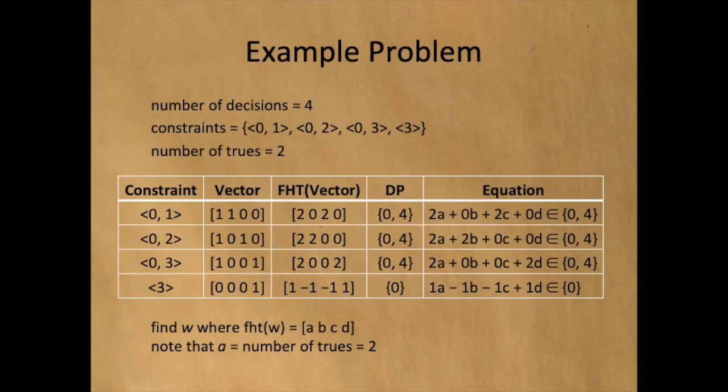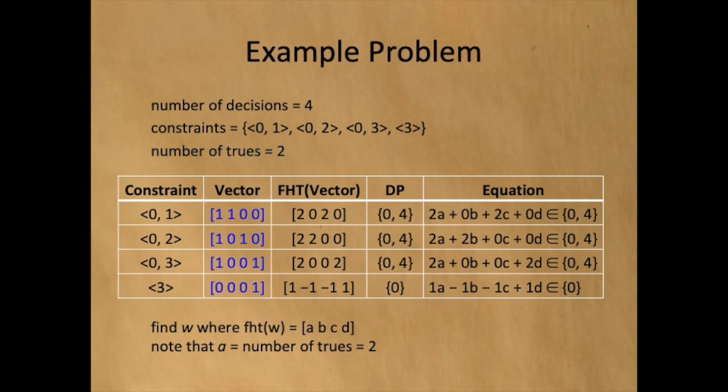Here's an example. Supposing we want to find 4 decisions, we have 4 constraints. Bit 0 and bit 1 may not both be true. Bit 0 and bit 2 may not both be true. Bit 0 and bit 3 may not both be true. And bit 3 may not be true. And the number of trues we're looking for is 2.